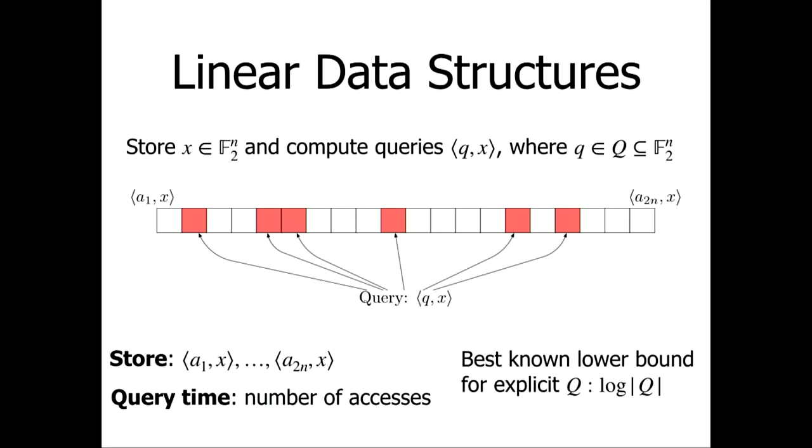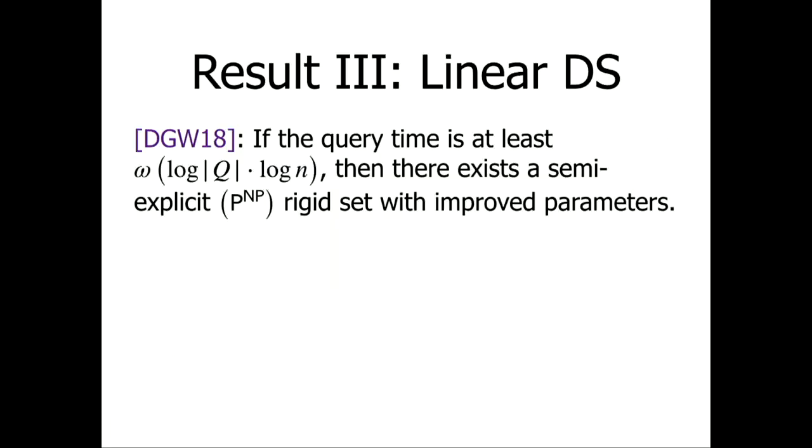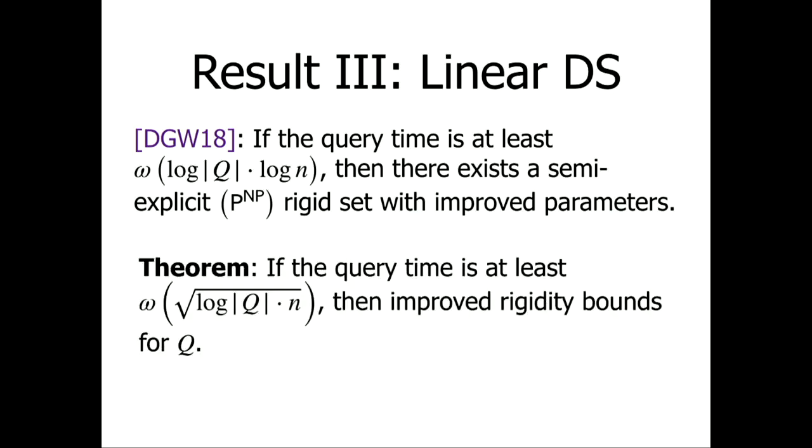Okay. And previously, Dvir, Golovnov, and Weinstein showed that if you prove a lower bound of omega of log size of Q times log n on the query time in this model, then you'll actually get semi-explicit rigid sets with improved parameters. Okay, and in this work, what we show is that if you actually prove a lower bound of square root of log size of Q times n, then you actually get improved rigidity bounds just for the set Q, and it's also explicit. So the difference is that we want a stronger lower bound to be able to produce explicit rigid sets. They actually get semi-explicit rigid sets from a weaker lower bound.